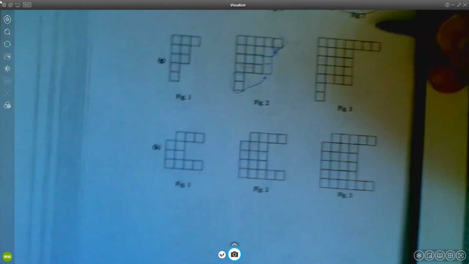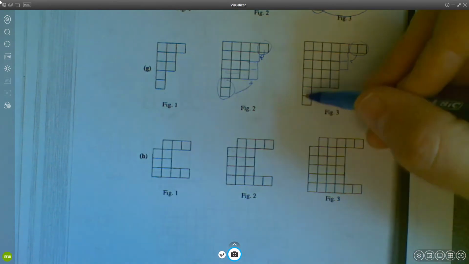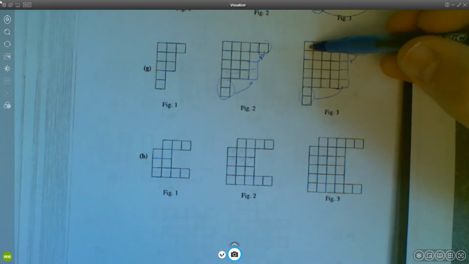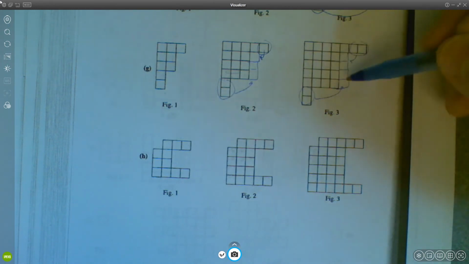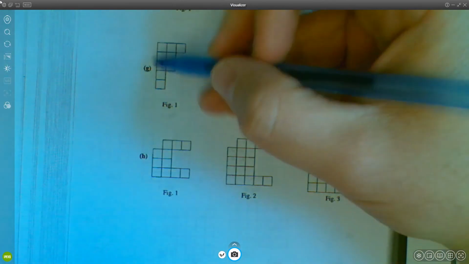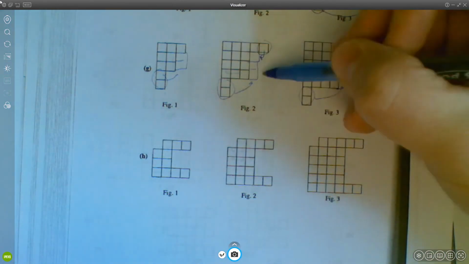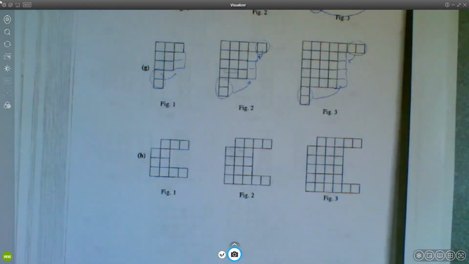Let's see if I can do that for figure 3. If I move these 2 down here, and then move these 2 up there, now I get a 1, 2, 3, 4, 5 by 1, 2, 3, 4, 5. So I get a 5 by 5. So when I move these up here, I have a 3 by 3, and then a 4 by 4, and then a 5 by 5. I'm pretty sure the next one's going to be a 6 by 6, and I can continue extrapolating from there.